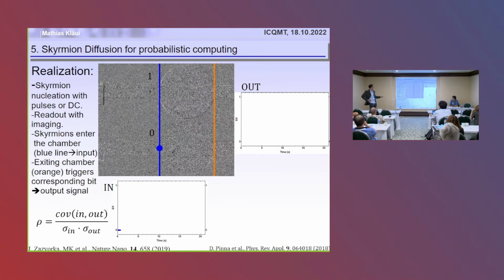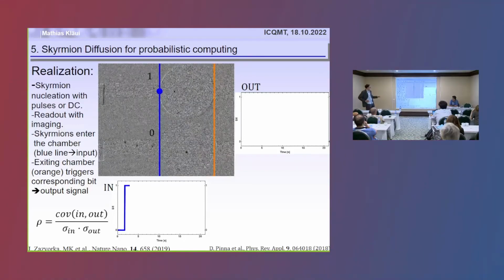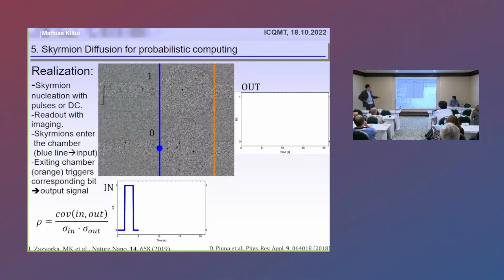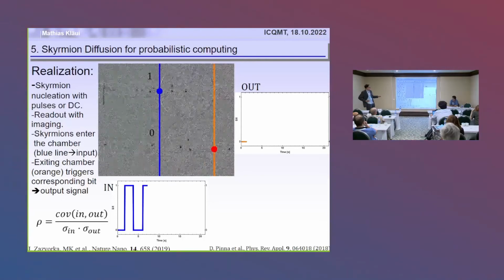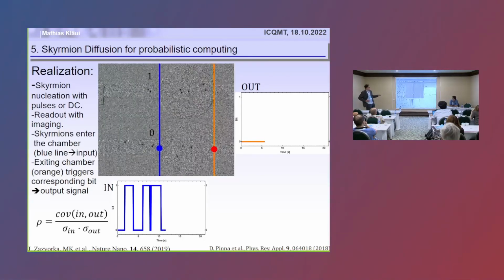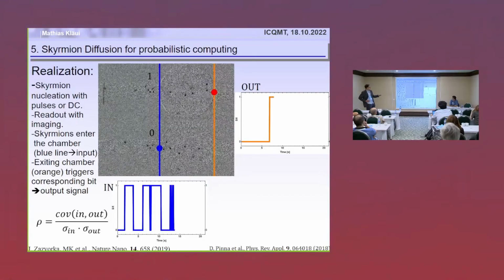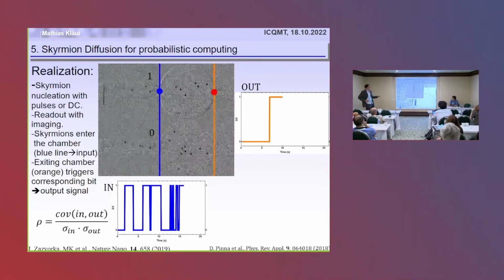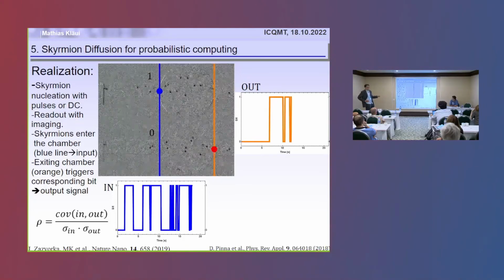And what we see is, so here a skyrmion enters, it's a logic 0, and here one enters, a logic 0, here one enters, a logic 0. Now one skyrmion exits here, it's a logic 0. Another skyrmion exits here, it's another logic 0. Now a skyrmion exits here, it's a logic 1, and so on. So now we have here an input stream and here an output stream.